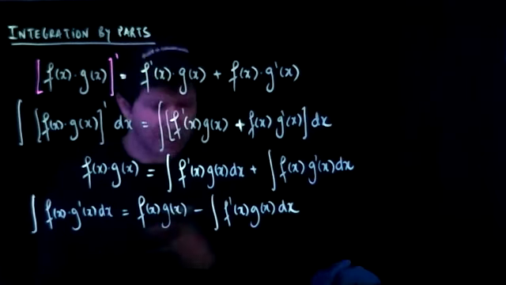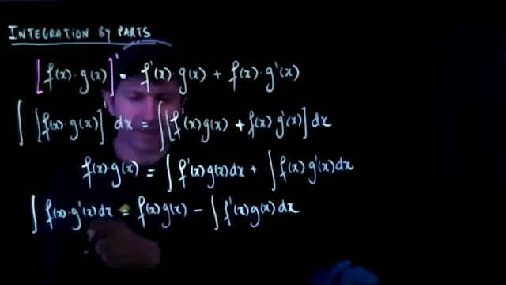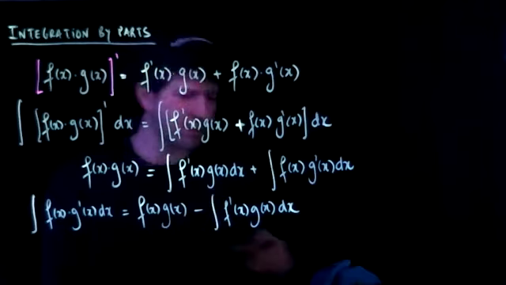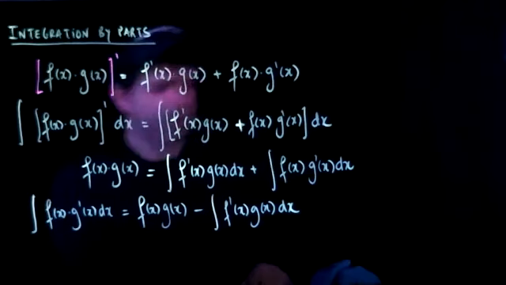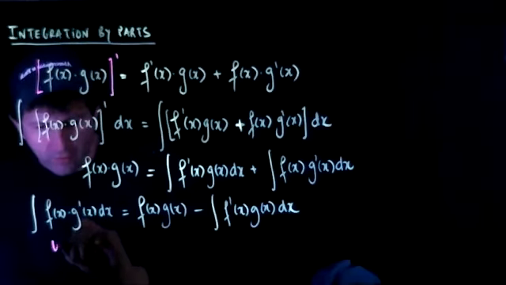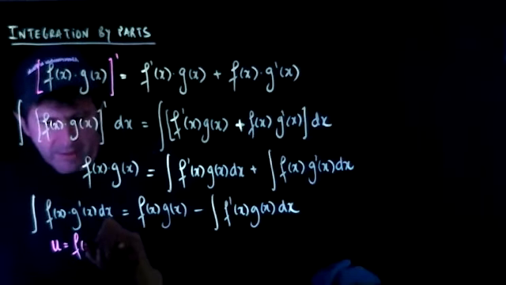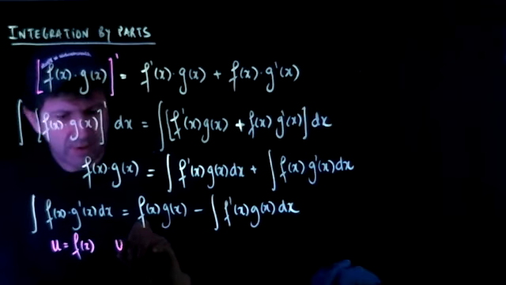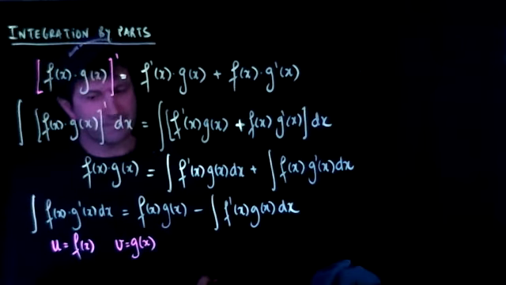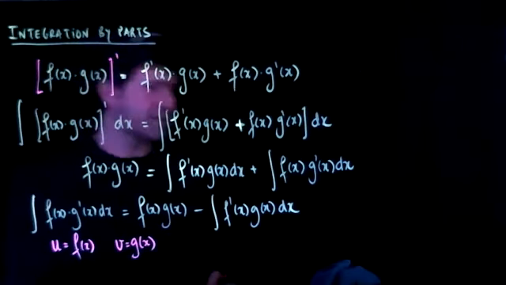Okay, so this basically is the integration by parts technique. It looks complicated now, so I'm going to simplify it with a little substitution. I'm going to call u f of x, and v, I'm going to call g of x, just to make things simple.